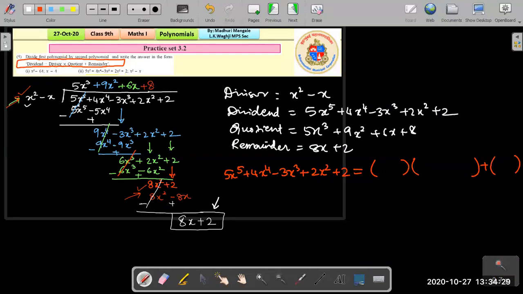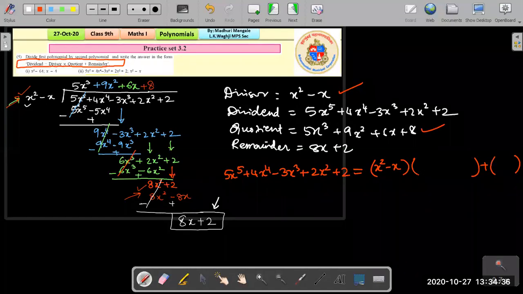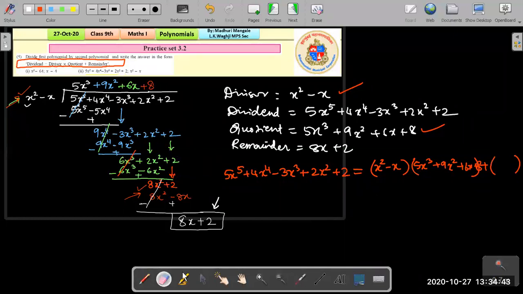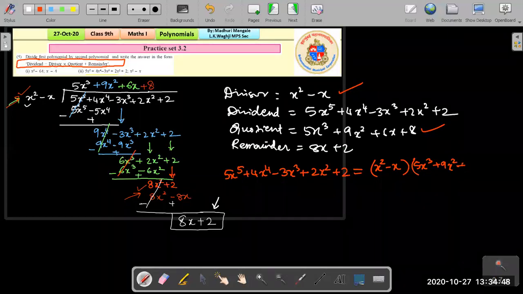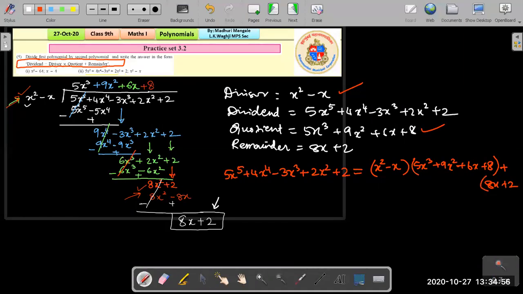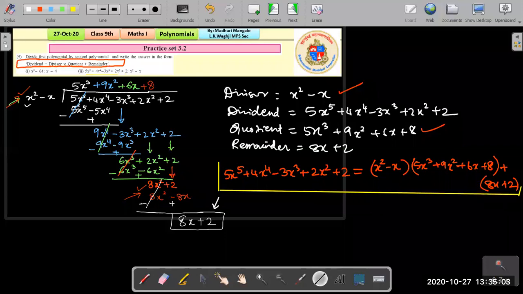Fine. So first thing over here is the divisor, that is x squared minus x. And then the quotient is 5x cubed plus 9x squared plus 6x, of course plus 8 is there. And then finally we need to add the remainder, that is 8x plus 2. That completes the solution. Let us keep this in parentheses or brackets as it is. Okay. So that completes the solution.